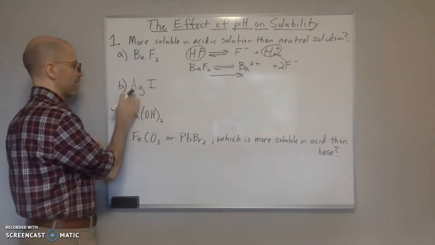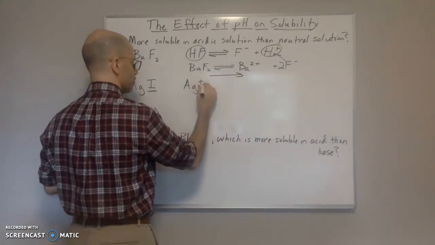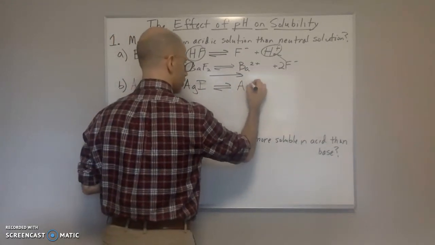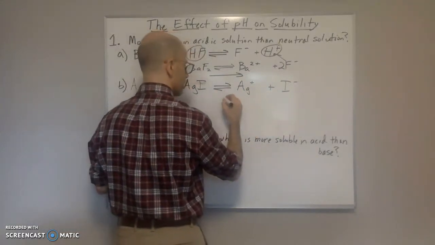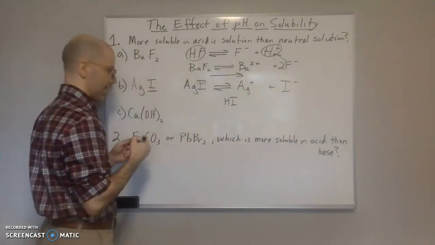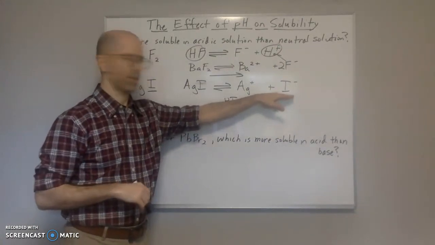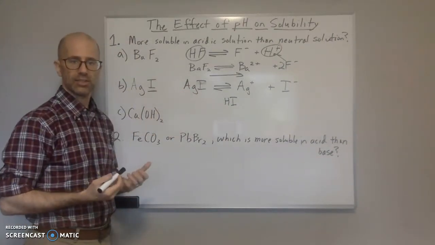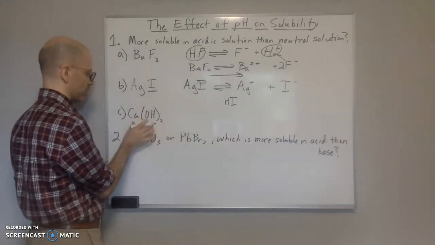We could look at the same thing here, AgI. If we break this up, AgI breaks up into Ag plus and I minus. The I here is an anion of a strong acid, HI. So this is not going to do anything. This is not going to be more soluble in an acidic solution versus neutral. It'll be the same. And then finally we have calcium hydroxide.